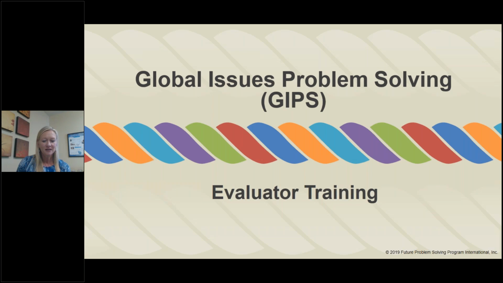We are going to take a look at various items here on our agenda. We're going to take a look at the role of the evaluator. That is going to be you. That's a very important role. Thank you for providing this authentic assessment to our students.